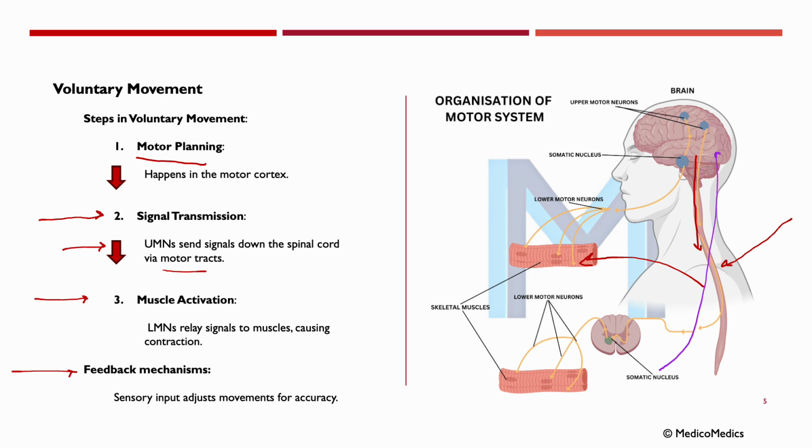So even a super simple action like picking up a cup involves all four steps: planning the reach, sending the motor command, activating arm muscles, and adjusting your grip and angle based on the feedback that came back to your brain. And this entire loop of plan, send, act, adjust is what allows voluntary movement to be fast, smooth, and accurate.